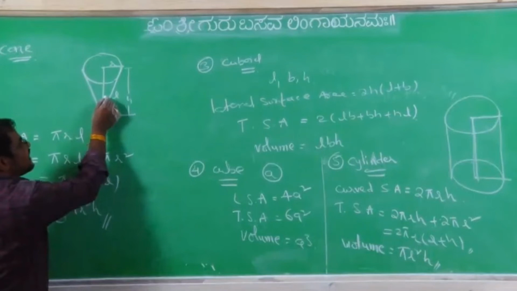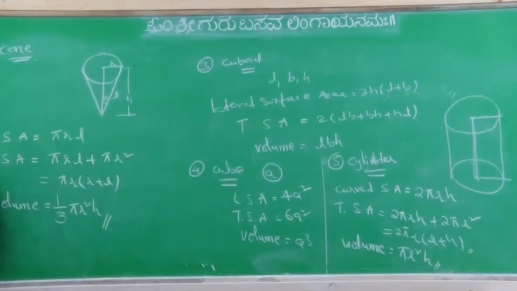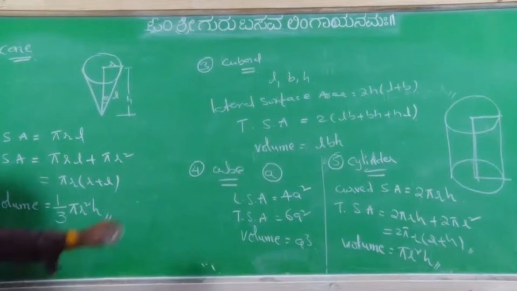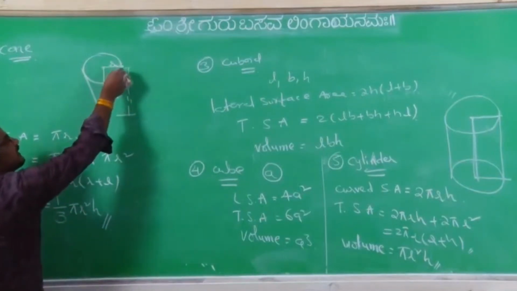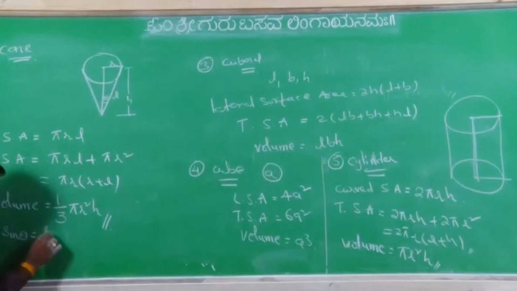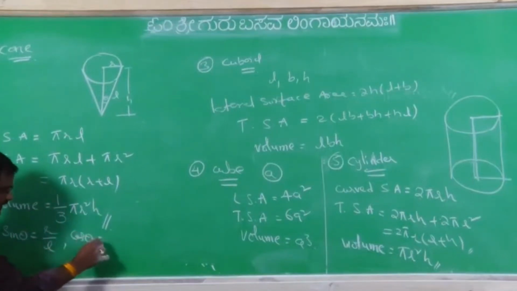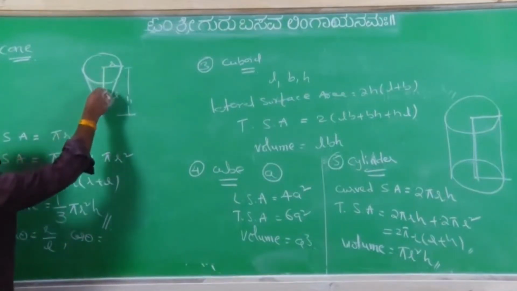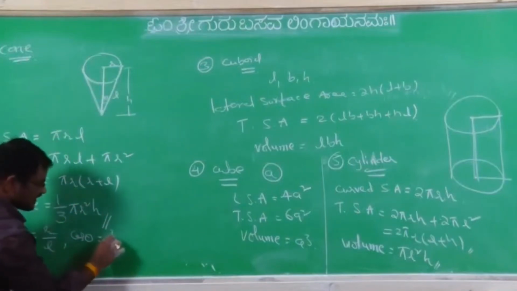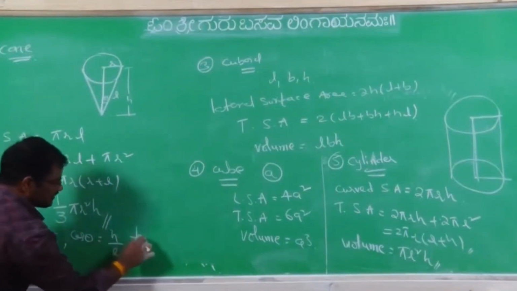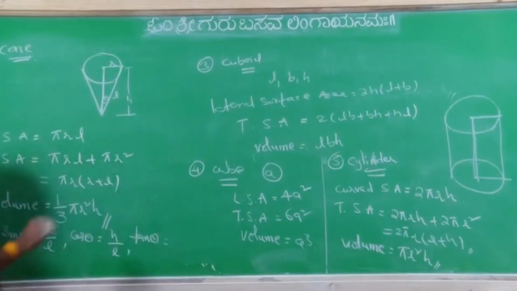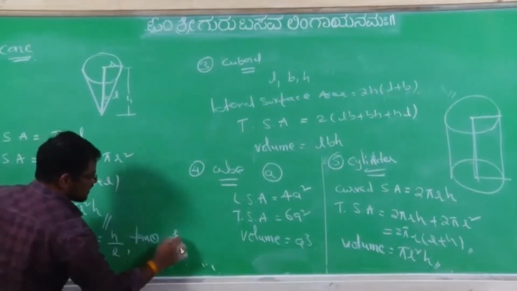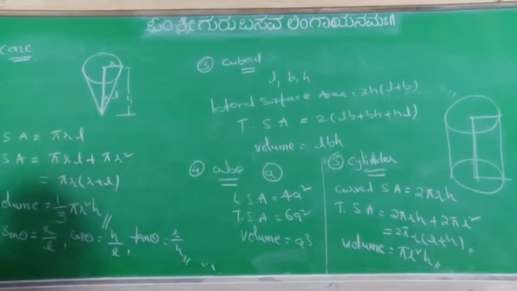Suppose you take the vertical angle here, theta. So what do I get for sin theta? Opposite side by hypotenuse, R by L. Cos theta, adjacent side by hypotenuse, H by L. And tan theta, opposite side by adjacent side, R by H. Okay.